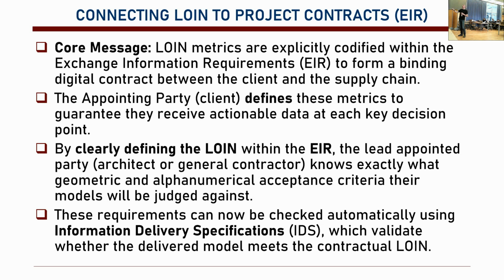So the line will be clearly defined in AIR by the lead appointed party, the general contractor, so that they know exactly what geometric and alphanumerical acceptance criteria will be judged against, and we have information delivery specifications for that. So when you deliver information for different stages, as we mentioned, they are checked so that it meets the law.